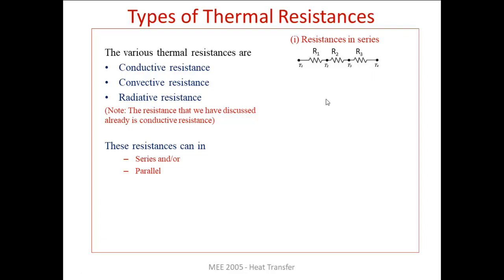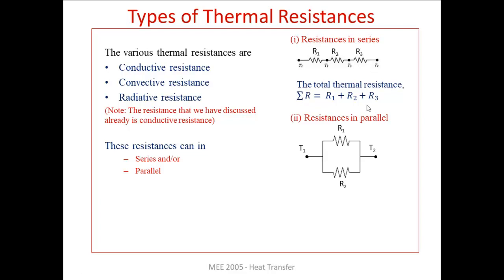Now the total resistance is the sum of the resistances R1 plus R2 plus R3, because all the resistances are in series. Suppose the resistances are in parallel; now consider this case. Here the surface is at temperature T1, this surface is at temperature T2, whereas here we have two different materials in parallel. The resistance offered by material 1 is R1, and the resistance offered by material 2 is R2. Under such conditions, we have to determine the equivalent resistance.